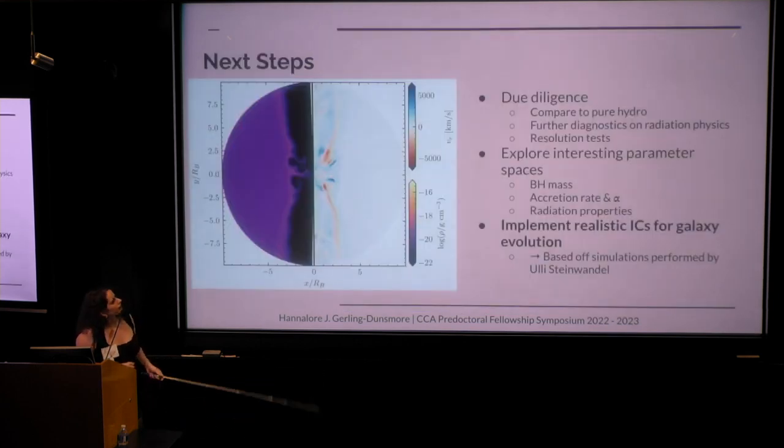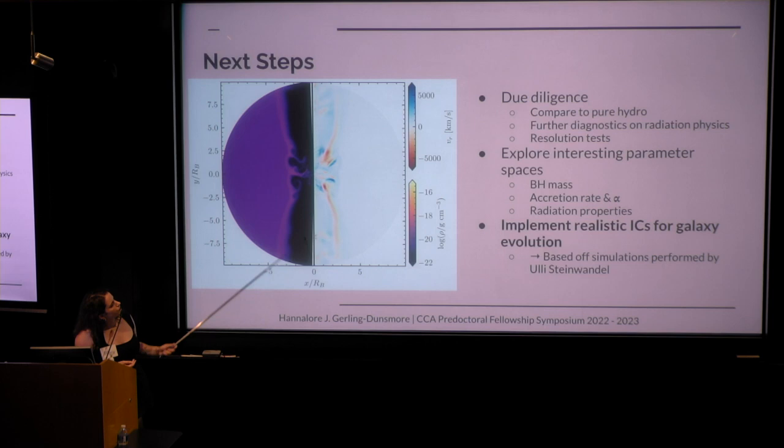So future work, next steps. Of course, we have to do our due diligence. We have to keep comparing to pure hydro in a rigorous way. We need to run further diagnostics on the radiation physics to make sure they're doing what we think they're doing. And we need to do resolution tests because we don't want to make conclusions on numerical artifacts. We want to make conclusions on physics.